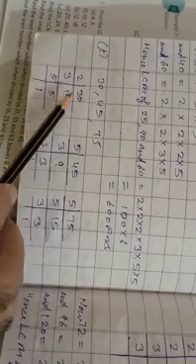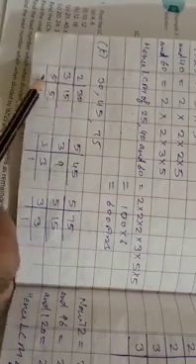Now T part: 30, 45, 75. 2 1s are 2, 2 5s are 10, 3 5s are 15, 5 1s are 5. For 45: 5 9s are 45, 3 3s are 9, 3 1s are 3. For 75: 5 1s are 5, 5 5s are 25, 5 3s are 15, 3 1s are 3. Now prime factors of 30 can be written 2 into 3 into 5. Prime factors of 45: 5 into 3 into 3. Prime factors of 75: 5 into 5 into 3.